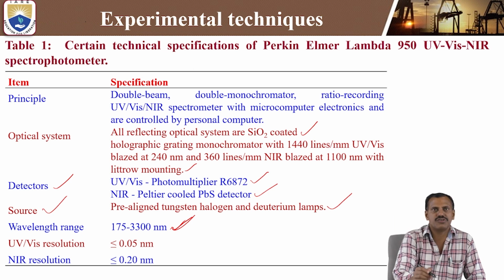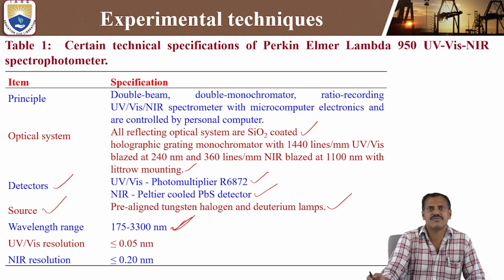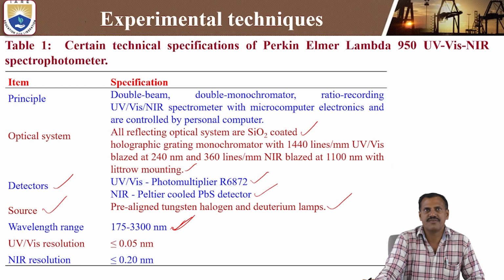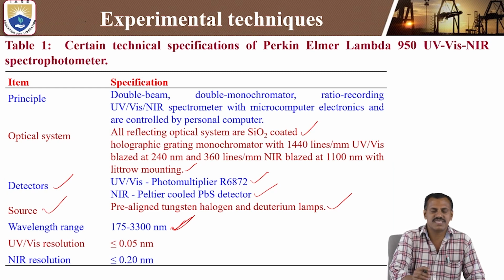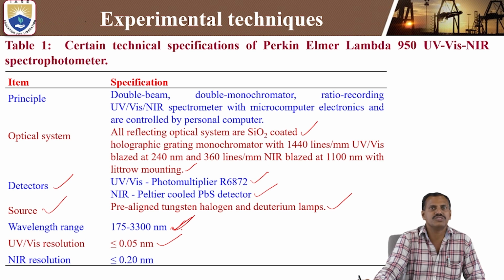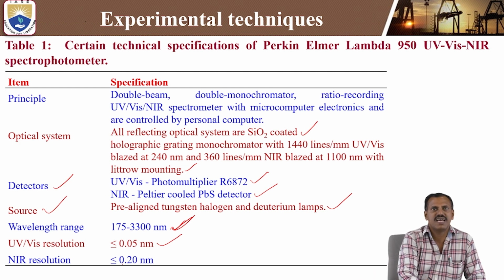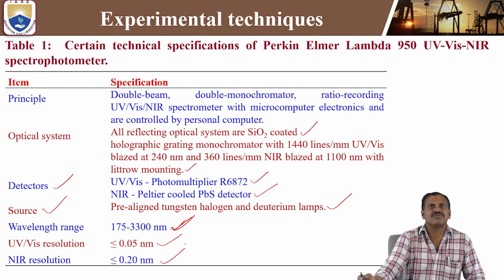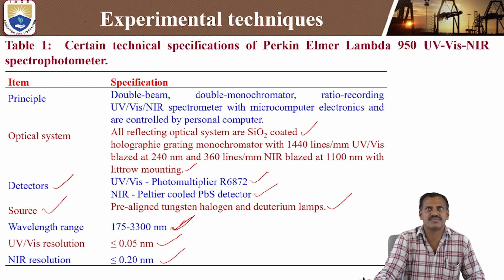Now the UV-visible resolution: what is the fluctuation when measuring across the wavelength range? The resolution of the UV-visible range is less than or equal to 0.05 nanometer. That is very small, which means the resolution is very good. Next, the NIR resolution is less than or equal to 0.20 nanometers. These are the important specifications for the PerkinElmer Lambda UV-visible NIR spectrometer.